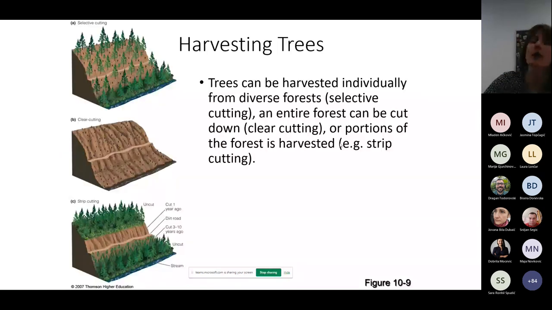And those are examples of harvesting trees. So trees can be harvested individually from diverse forests, such as selective cutting, or the entire forest. It's clear cutting, which is an ecological disaster, environmental disaster, and portions of the forest are harvested, such as in this example. And this one also can trigger some erosion, as you can see there.